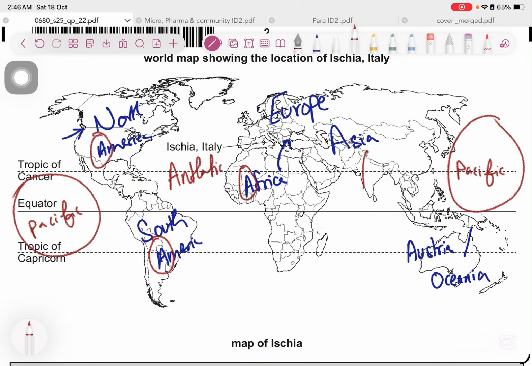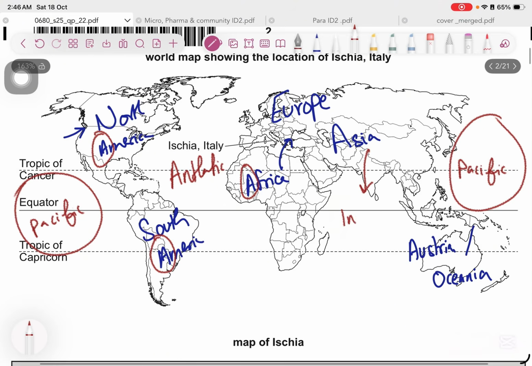Then, right below Asia, that's going to be the Indian Ocean. Okay? I hope you know it.